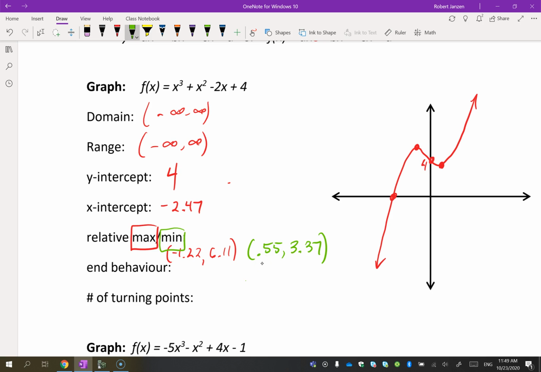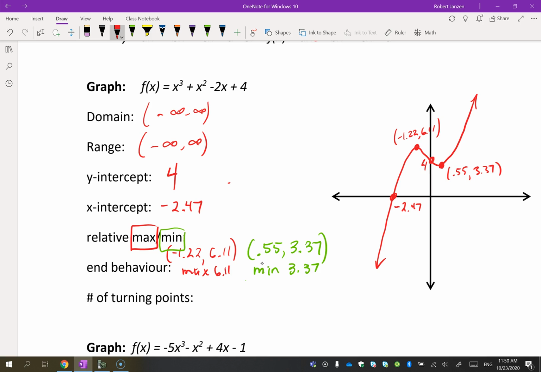Okay, so I'm writing it as a point, but it would probably be more appropriate to say, sorry, the minimum is 3.37, and the max is 6.11. Okay, so let's label some of these points. Negative 2.47. This point is negative 1.22, 6.11. This point is 0.55, 3.37. I'm using 2 decimals every time. Unless it tells you something different, that's fine.